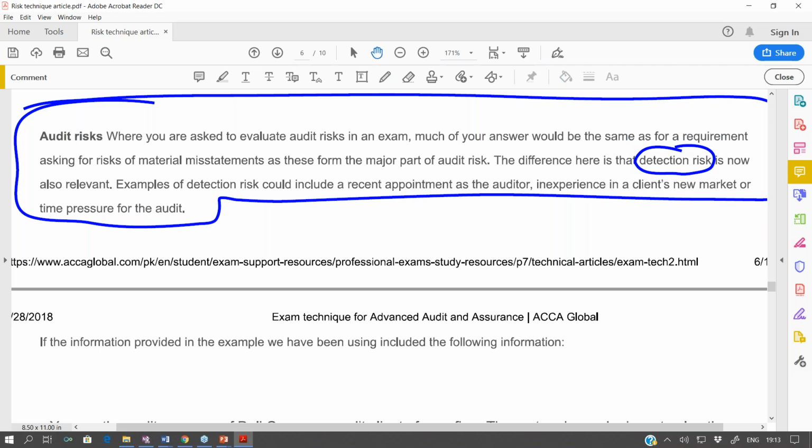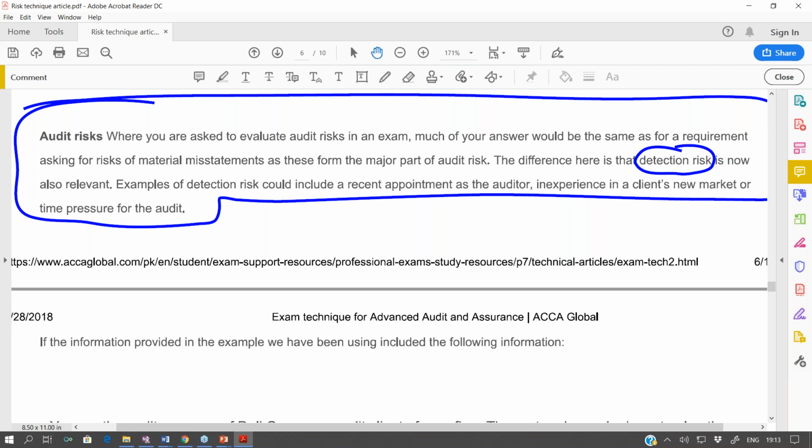Do you give importance to examiner examples when you're reading the past articles? How many times do you read examiner articles and underline examples given by the examiner, because these examples get into the exam paper. I've seen so many students who don't underline the examiner examples. What examples is the examiner giving us of the detection risk?